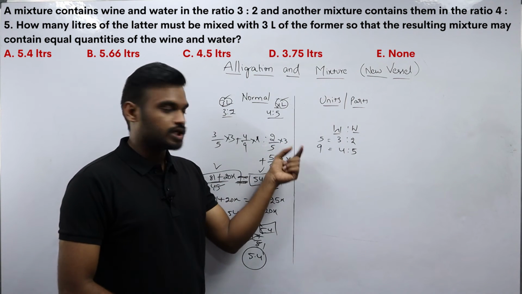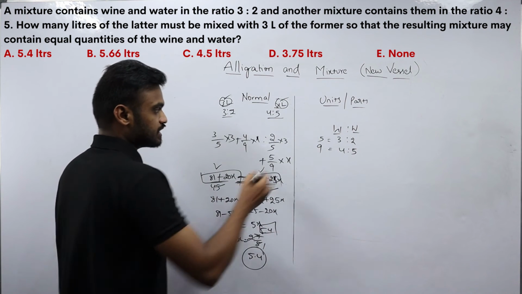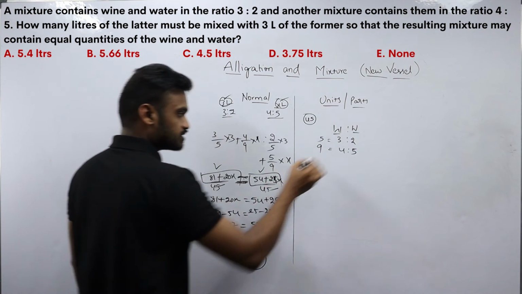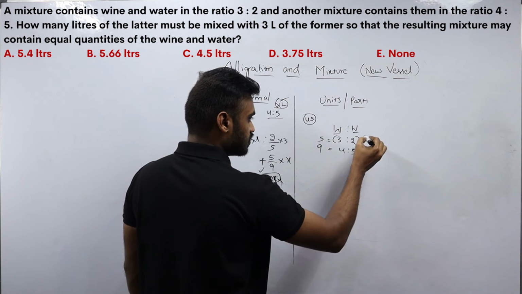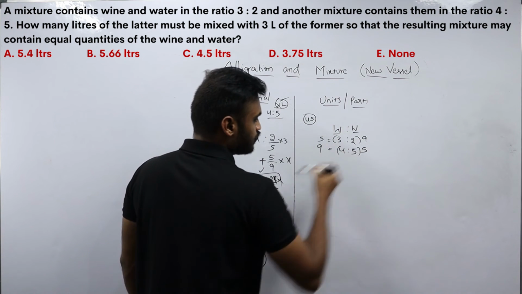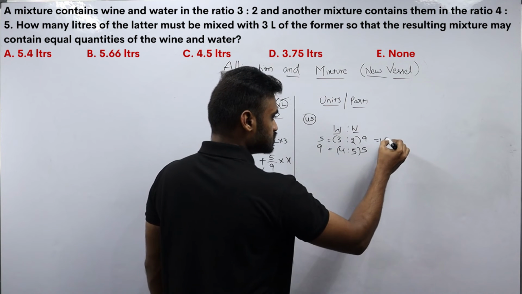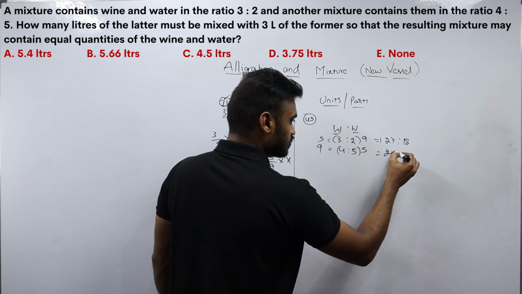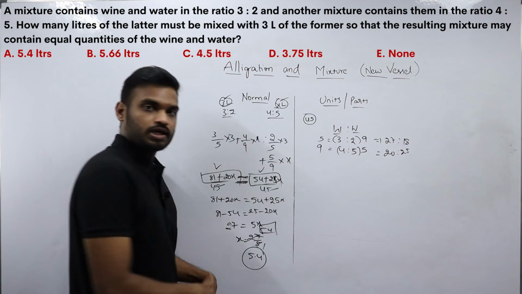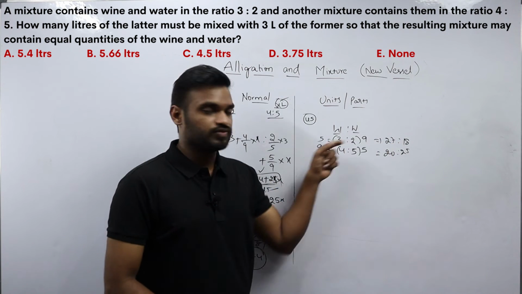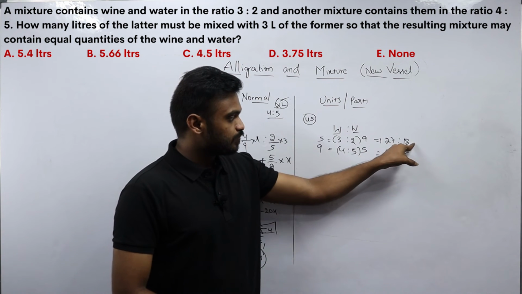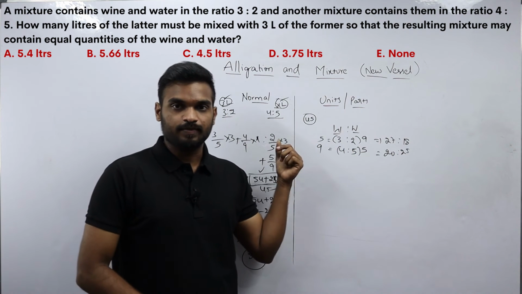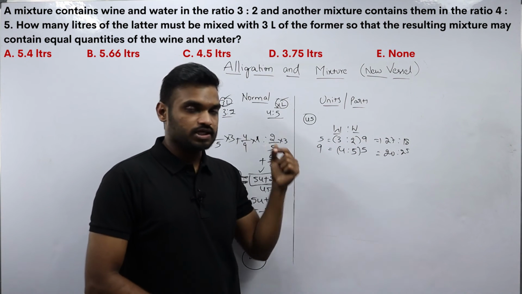Now how can we equate them? By taking the LCM of 5 and 9, that is 45 units. To make the first vessel 45 parts, I need to multiply the first ratio with 9 and the second ratio with 5. So we get 9 3s 27 is to 9 2s 18, and 5 4s 20 is to 5 5s 25. Now let's check: 27 plus 18 is totally 45 parts, and 20 plus 25 is totally 45 parts. So the total number of parts in the first and second vessel are equal.